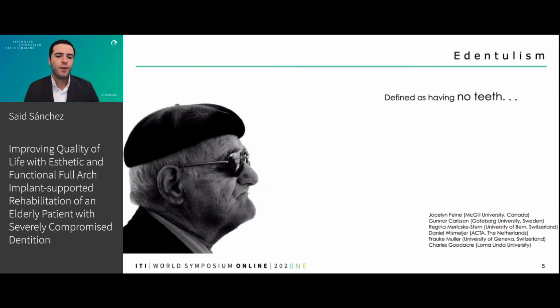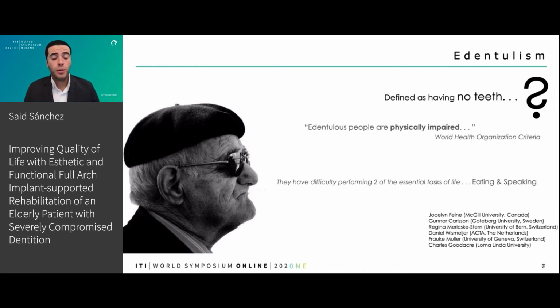Of course, we can define edentulism as having no teeth. However, this phenomenon brings several complex consequences, and perhaps the best definition is that from the World Health Organization, who refer to edentulism as a physical impairment because of the loss of several organs of the body. And as a consequence, these populations are also disabled because they have difficulty performing two essential activities in life, eating and speaking.